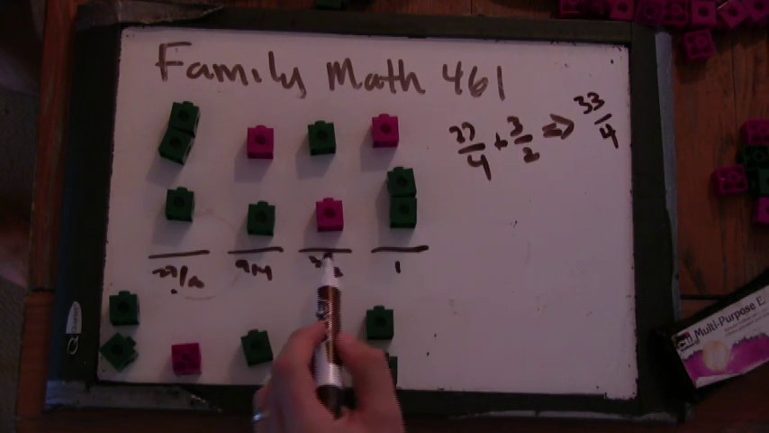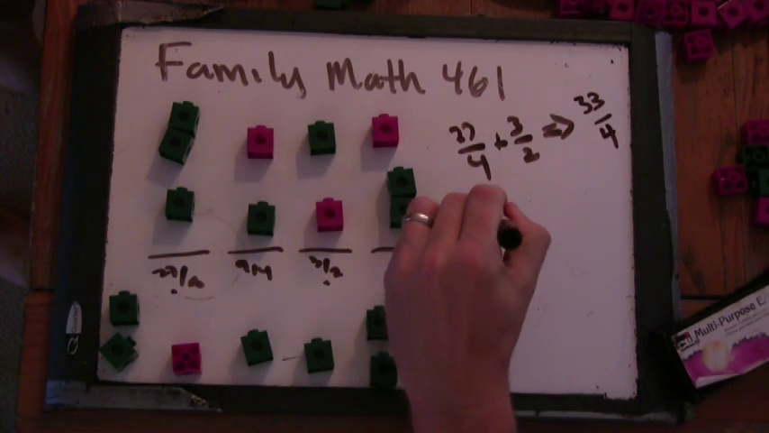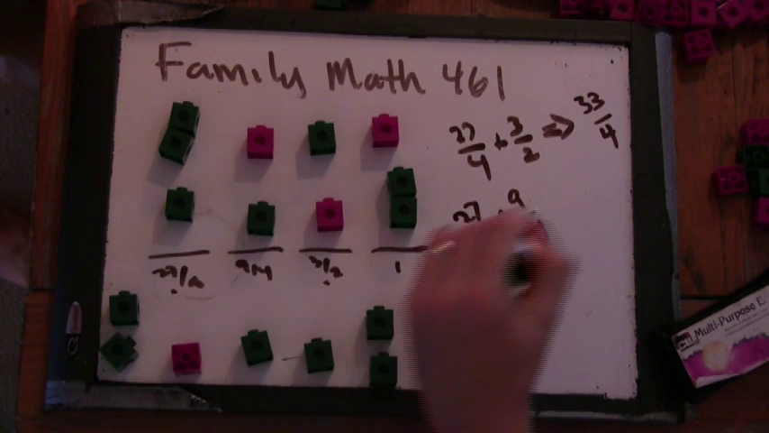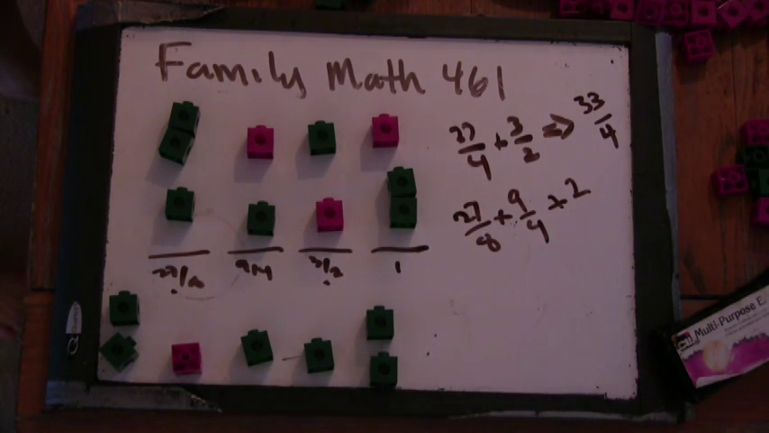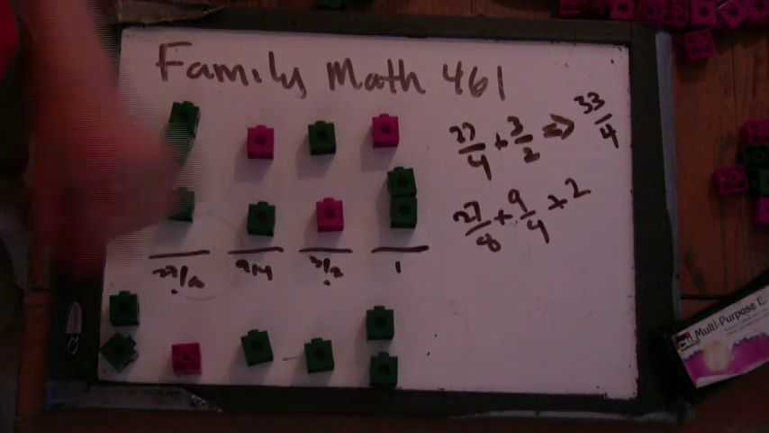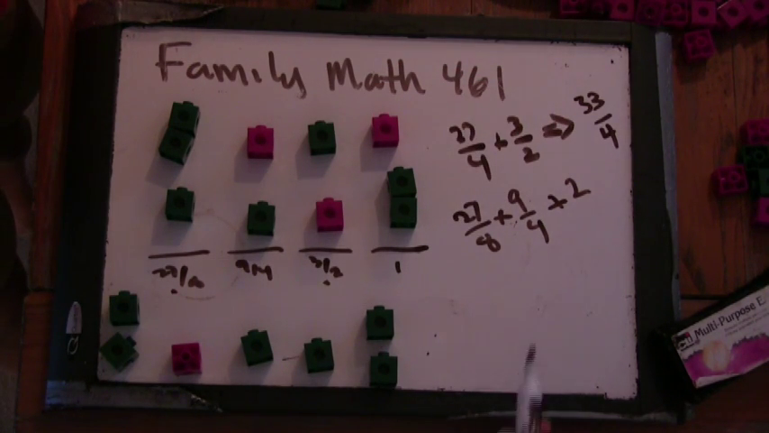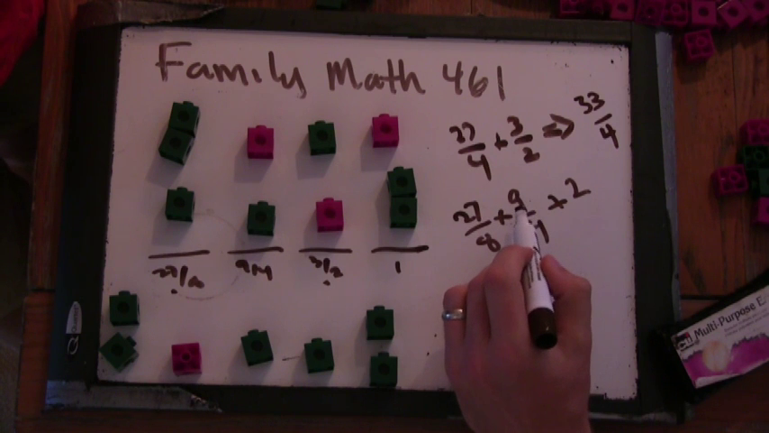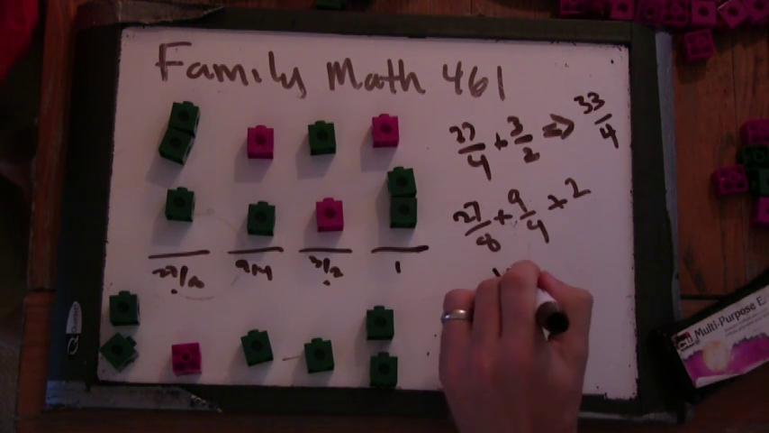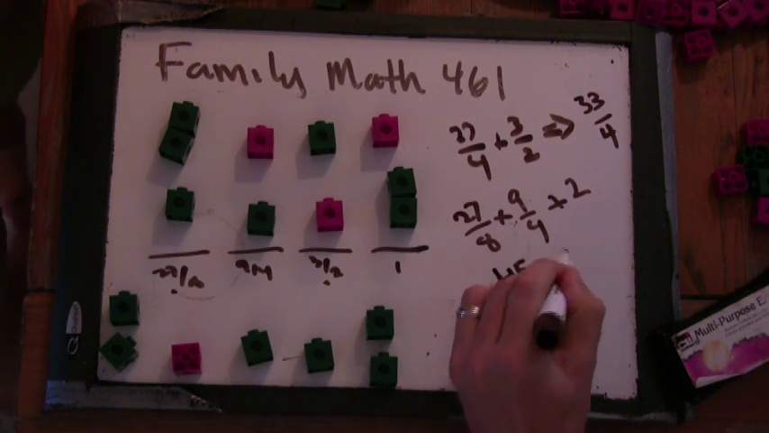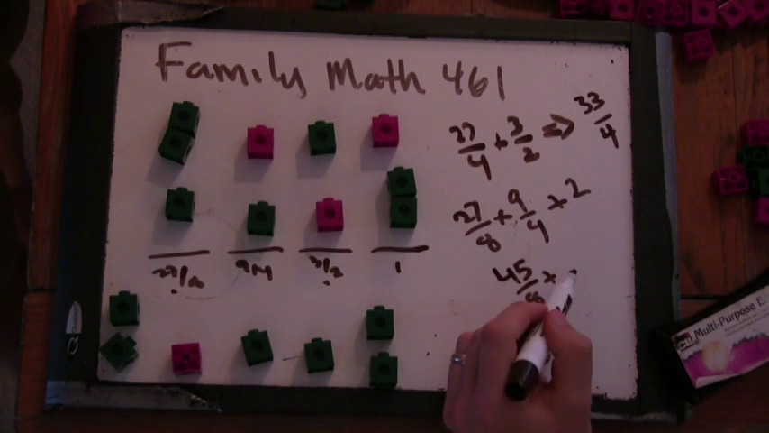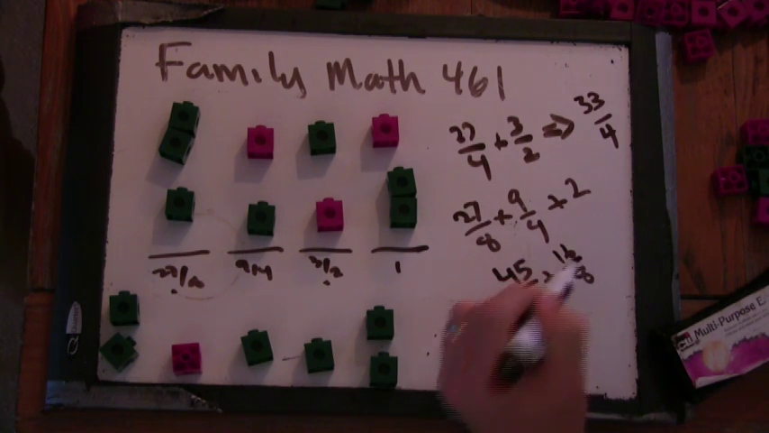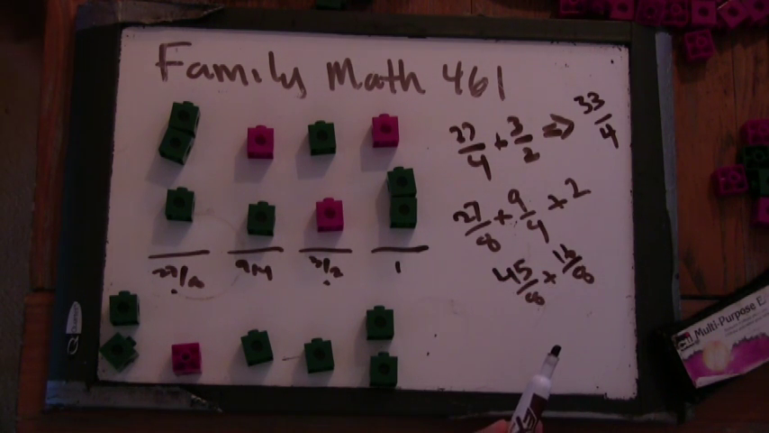And our number on the bottom is 27/8 plus 9/4 plus 2. So how do I add those together? Well, we can multiply by 2 over 2. That would be 18/8. So what's 27 plus 18? 45. So it's 45/8 plus 2. That would be 16/8. So that would be 61/8.